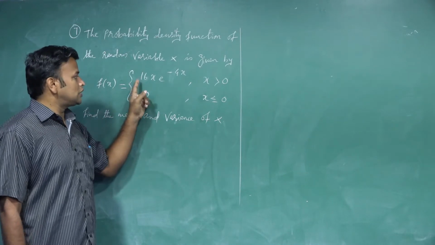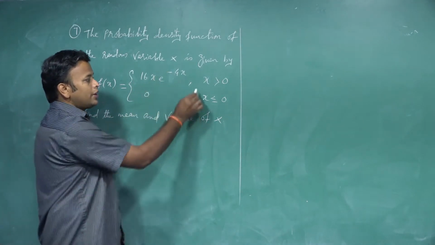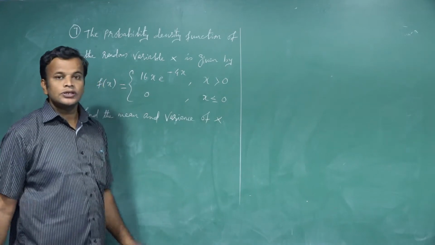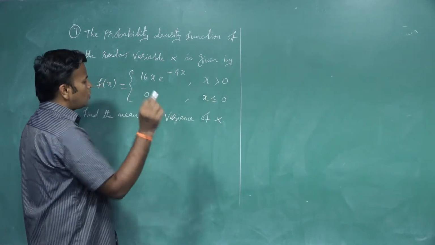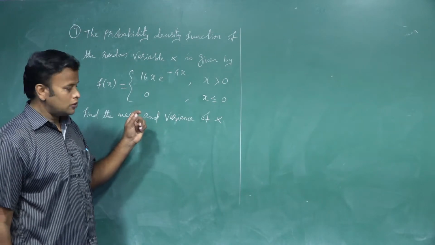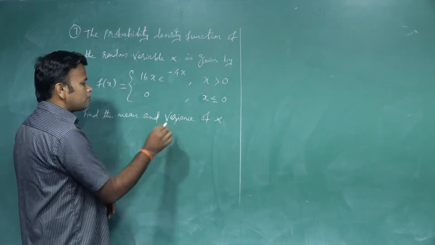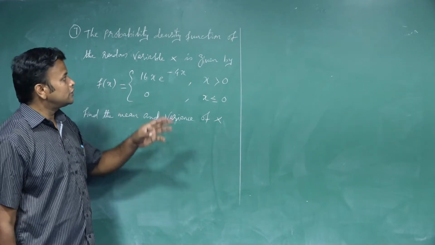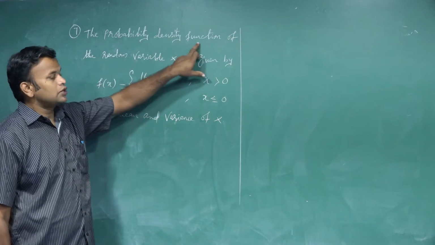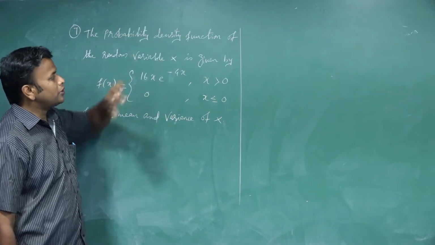One value is 16x e power minus 4x whenever the value of x is greater than 0. And suppose the value of x is less than or equal to 0, then f of x is given as 0. Then there will be two questions to find the mean and variance. You know already the formula for mean and variance. Important is, x lies in which function? x lies in the probability density function.